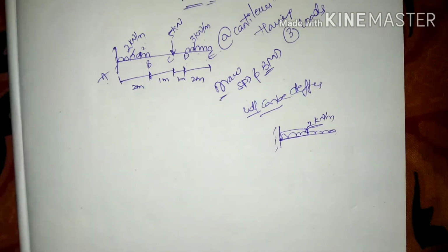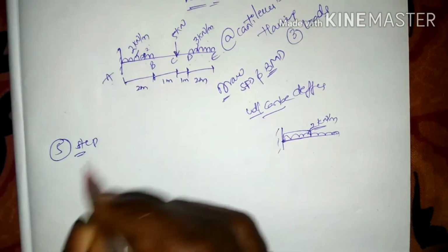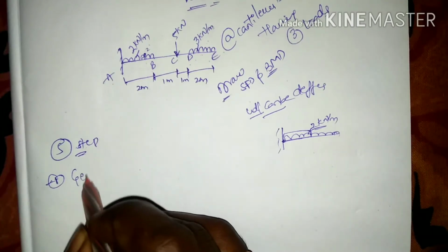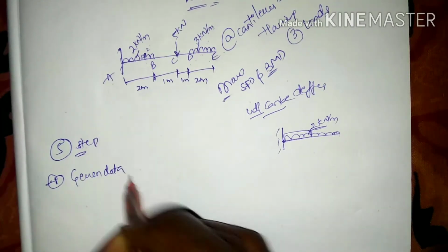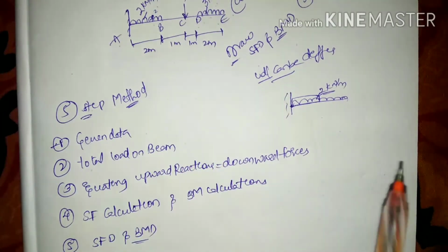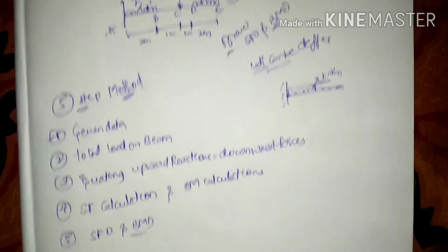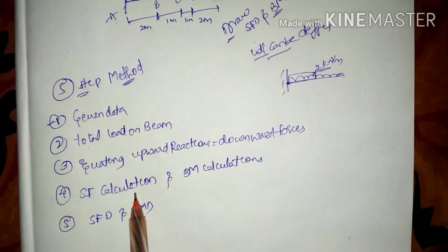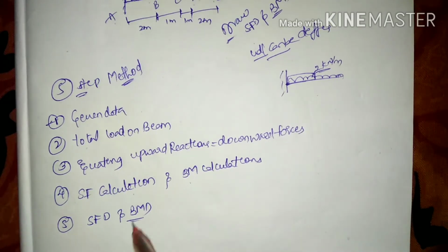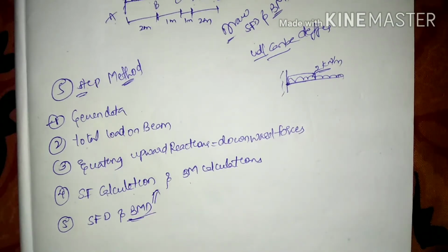According to our 5-step method: number 1, given data. Number 2, total load on beam. Number 3, equating upward reaction to downward forces. Number 4, shear force calculation and bending moment calculation. Number 5, shear force diagram and bending moment diagram with respect to the values of shear force and bending moment.